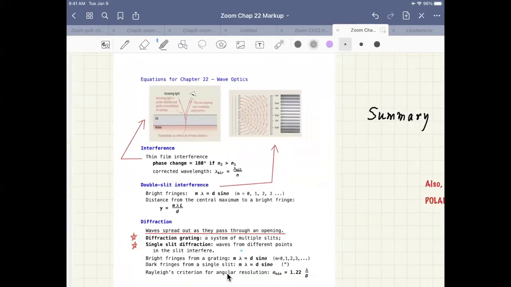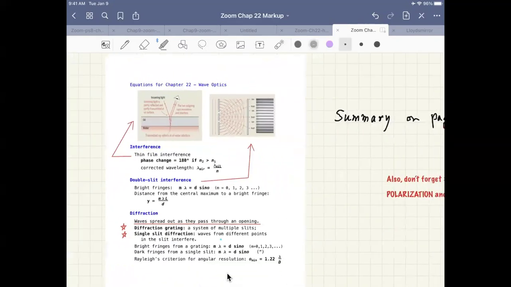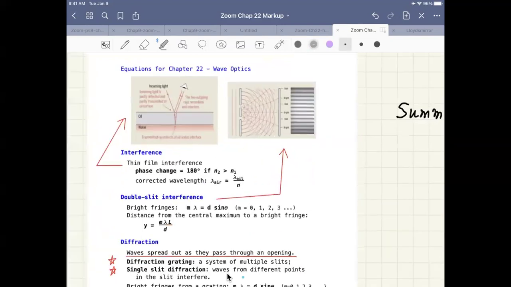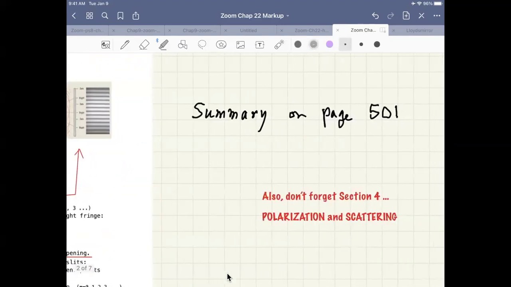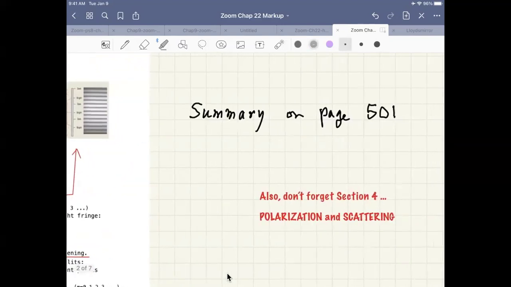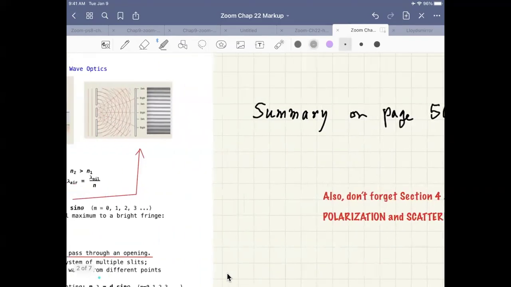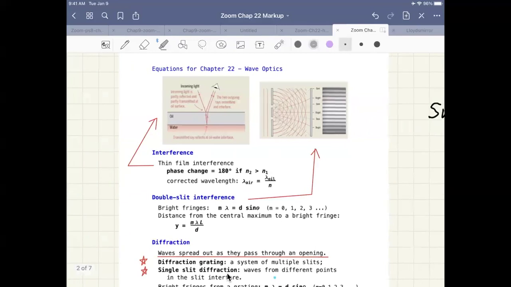Well, first, let's look at some of the equations. You can find the equations in the summary of the chapter on page 501. So read the chapter, take notes in your notebook, and when you're done, look at the summary and make sure you know all of the equations that you'll find in the summary.